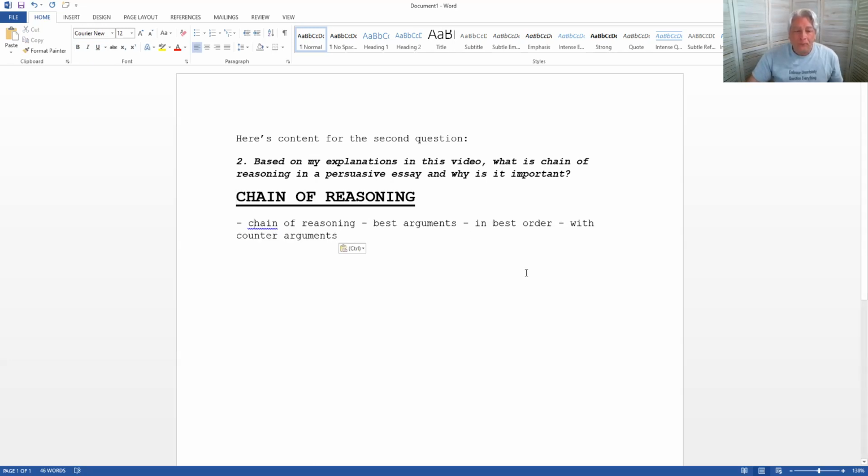There we go. Chain of reasoning is your best arguments in the best order with counter arguments. Think of the chain of reasoning much as it sounds. Visualize a chain. Each link of the chain is connected to the previous link and to the following link. All the links add up together to form the chain. Each chain link is a unit of your argument. This unit can be a paragraph or a set of paragraphs, as I'll explain later in the video. The entire chain can be summarized by your thesis.